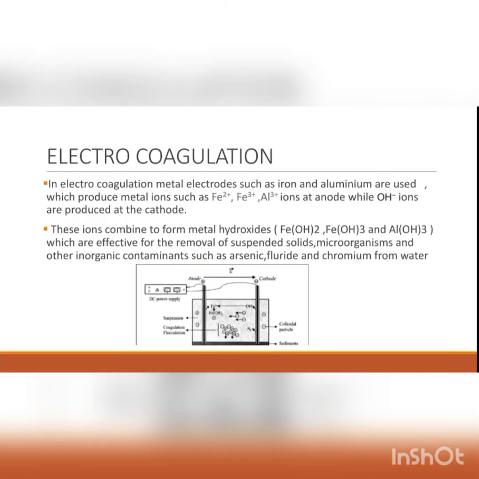Electrocoagulation. In electrocoagulation, metal electrodes such as iron and aluminum are used, which produce metal ions such as Fe2+, Fe3+, Al3+ ions at the anode, while OH- ions are produced at the cathode. These ions combine to form metal hydroxides, which are effective for the removal of suspended solids, microorganisms, and other inorganic contaminants such as arsenic, fluoride, and chromium from water in the form of coagulation flocculants.